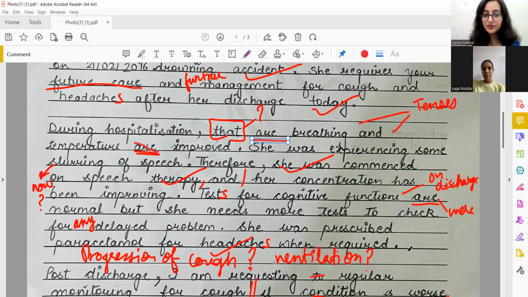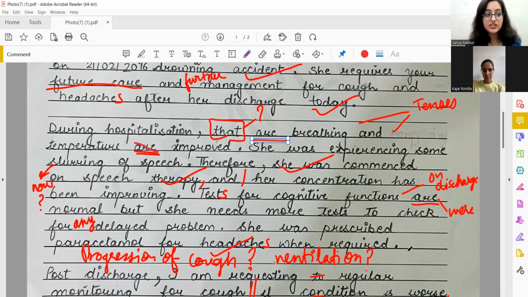So if you notice, Kajal, after that you've written she was commenced on speech therapy. So what is the condition now? Like now, is it better? Right? Yes, ma'am, that aspect is missing. So you have to write that there has been improvement. You can write "has been improvement", or "it has been improving". "Has been" tells us something started in the past and till now it is improving. So it's not completely okay. So we have to indicate that.